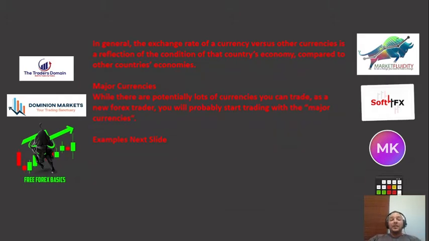In general, the exchange rate of a currency versus other currencies is a reflection of the condition of that country's economy compared to other countries' economies. So basically, I'm sure you guys understand that. When you have the different exchange rates, it has to do with the country's economies compared to other countries' economies. So anyway, let's move on to major currencies. While there are potentially lots of currencies you can trade as a new Forex trader, you'll probably start trading with the major currencies. Examples are on the next slide.